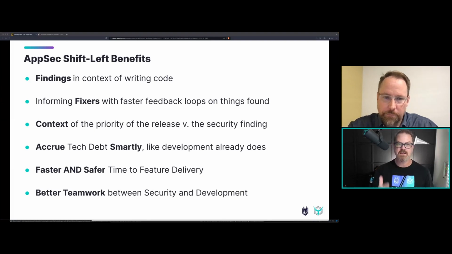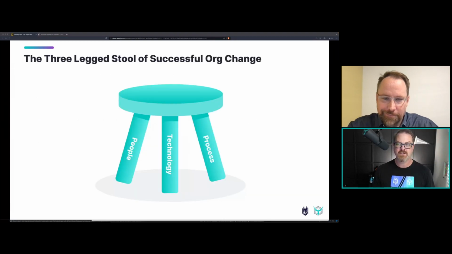So there's 3 things that we got to work with when we're talking about shift left or doing any organizational change. Let's talk about the 3-legged stool of successful organizational change. TM. That's a trademark. No one can use that now.